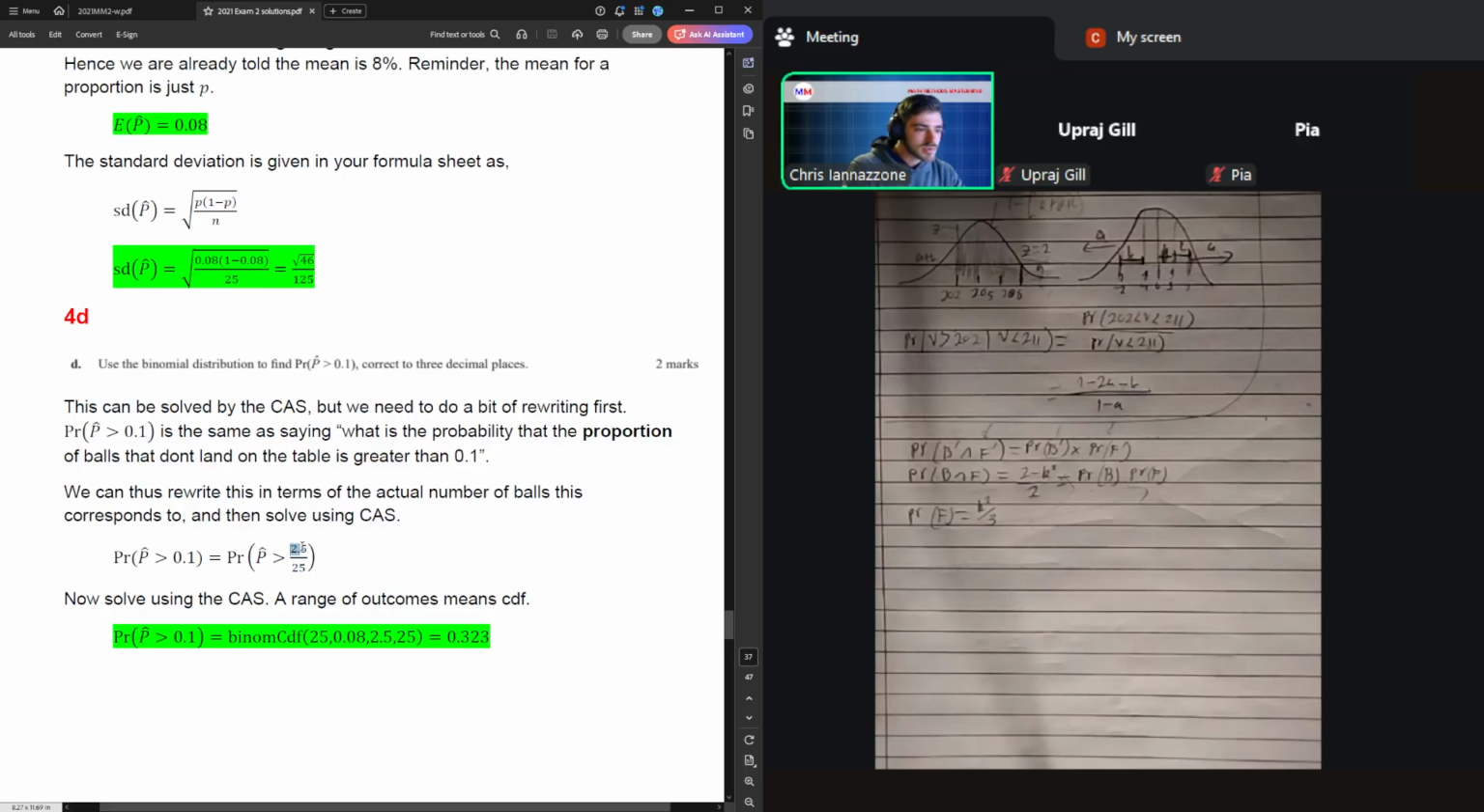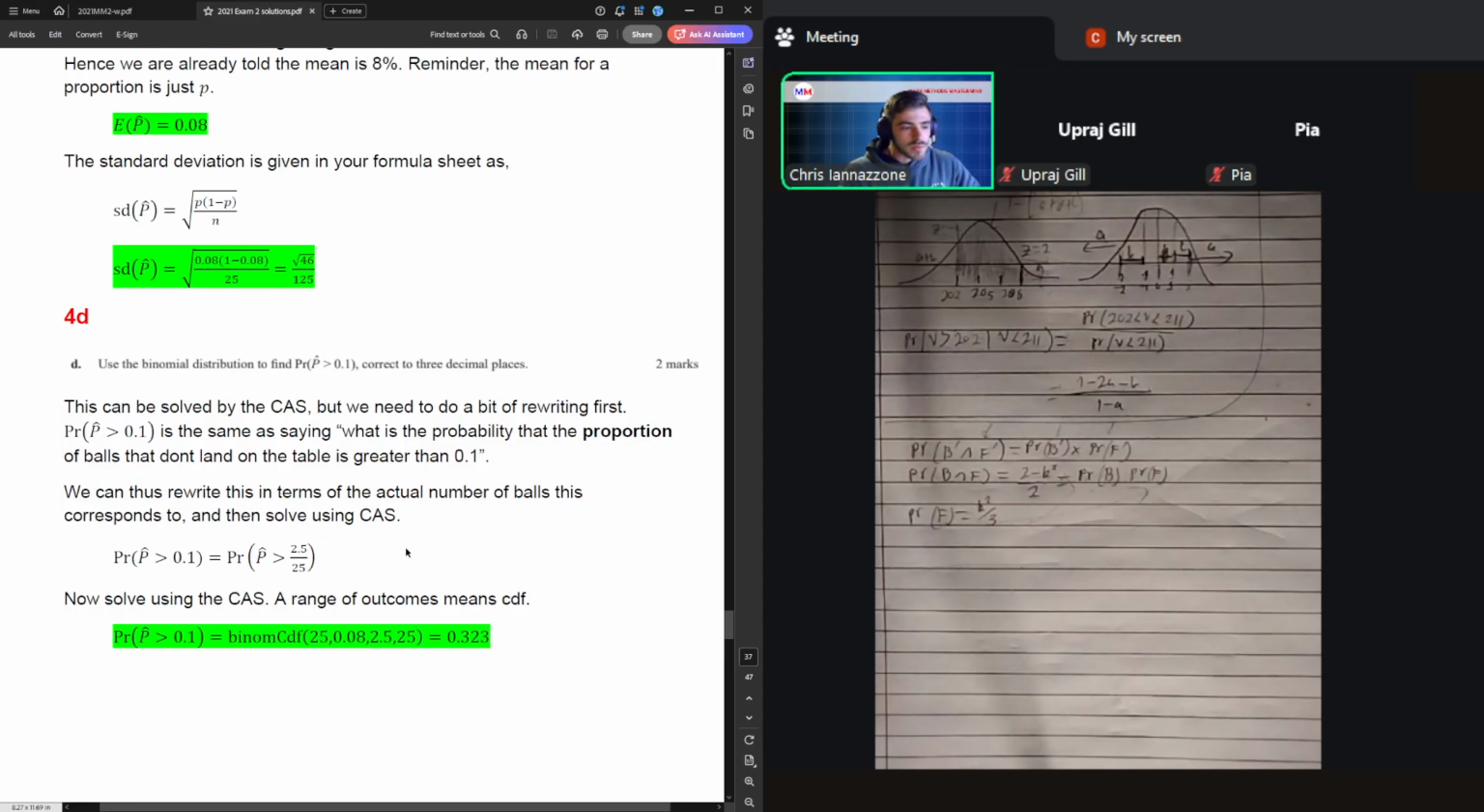Now, I've kind of just done that in the background, which is just know that if you do 2.5 divided by 25, you get 0.1, so 10%. The other way would be literally just saying 0.1 equals x on 25, multiply both sides by 25, and you get 2.5 for your x value. So basically, the equivalent statement of p hat being greater than 0.1 is x being greater than 2.5. Now you've got to then round that up to 3 because it's binomial, it's discrete.